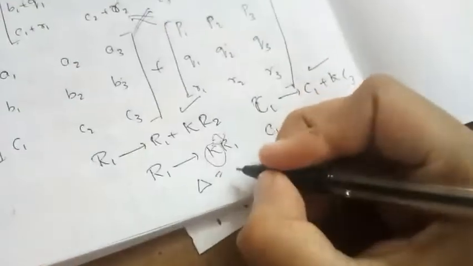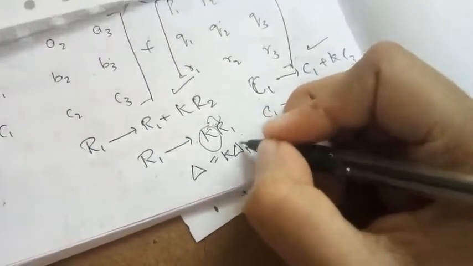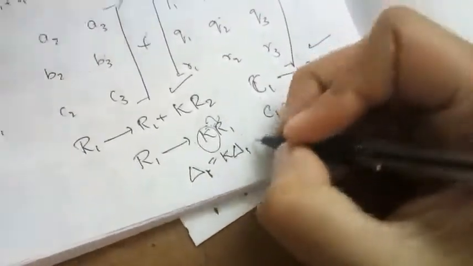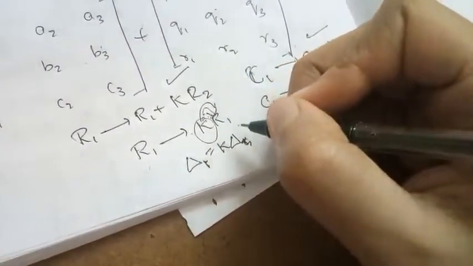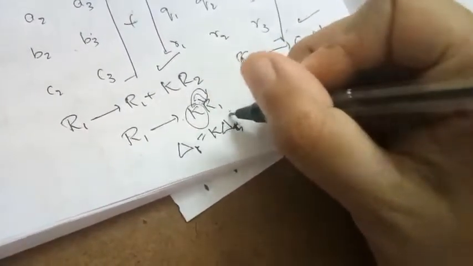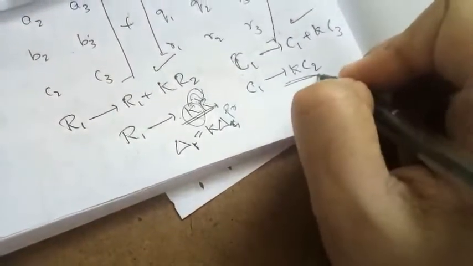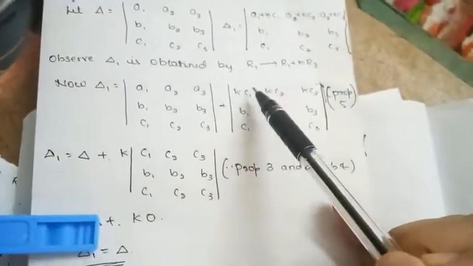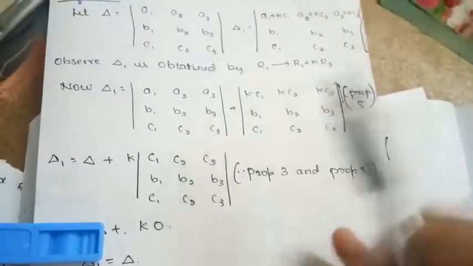Then the value of the determinant becomes k times the determinant delta 1. This delta 1 is nothing but the determinant obtained by multiplying a scalar to the determinant. So this is what we have studied in property 4. So we can't use this type of operation to get the value of a determinant, but we can use this type, that is R1 plus k times R3 or C1 plus k times C3.